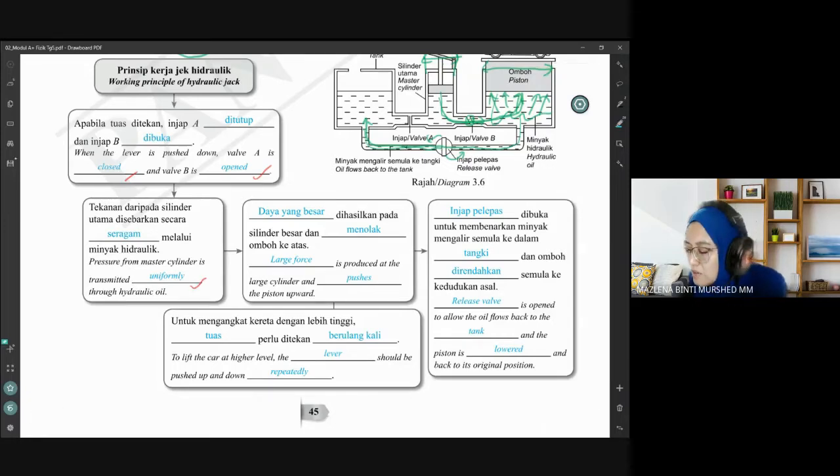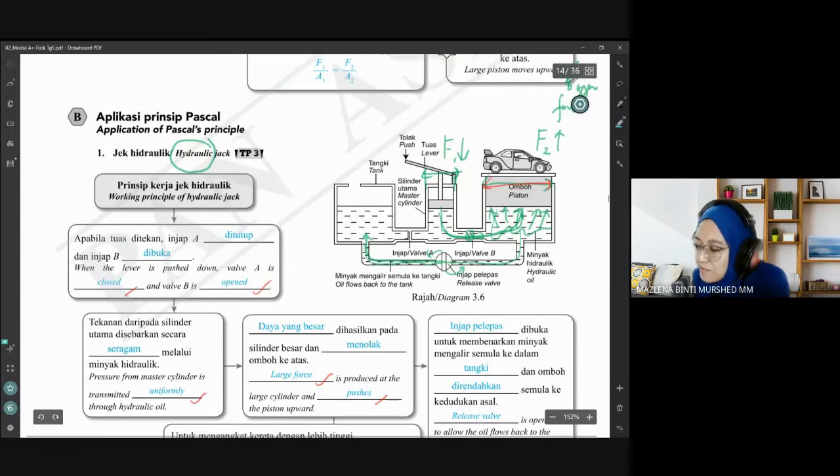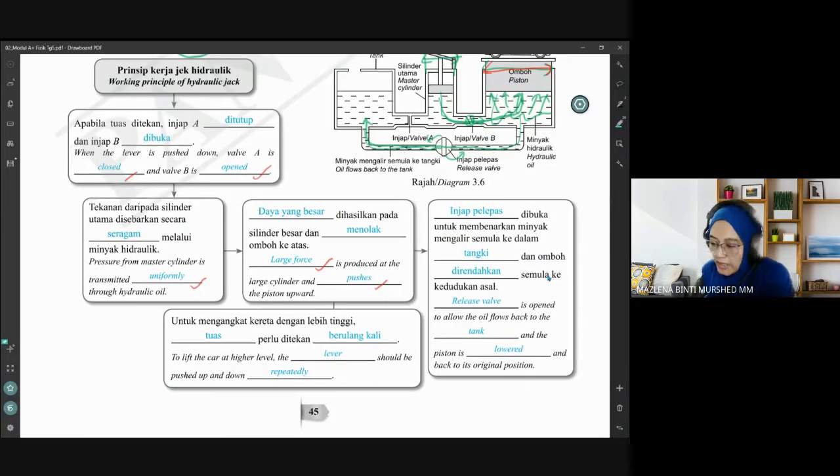Dalam ni ada hydraulic oil lah. Bahasa pasarnya kita kata minyak enjin lah. And then the large force is produced at the large cylinder and pushes the piston upward. So kita tahu dia akan bagi equal pressure, but the cross-sectional area is big enough to produce larger force so that it can push the car upward. To lift the car to a higher level, the lever should be pushed up and down repeatedly. Maksudnya kita kena tekan banyak kali lah.